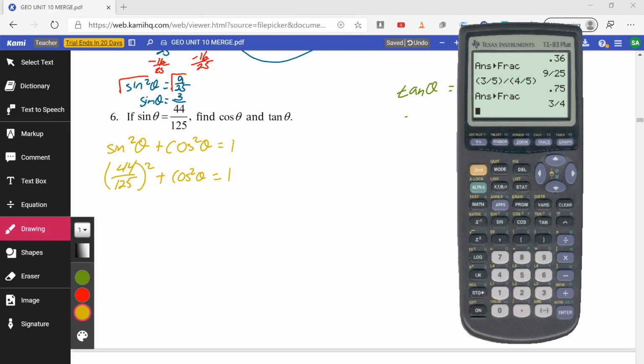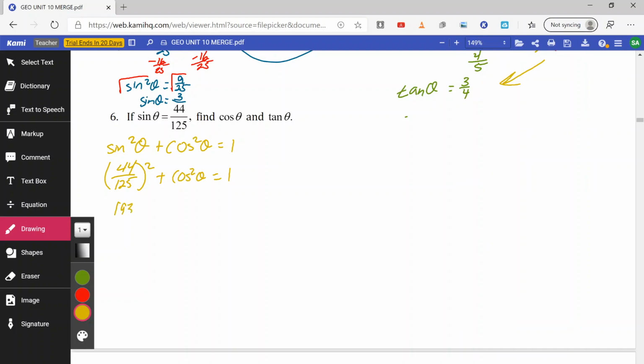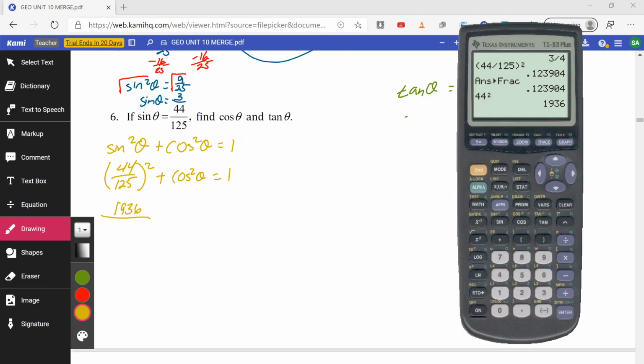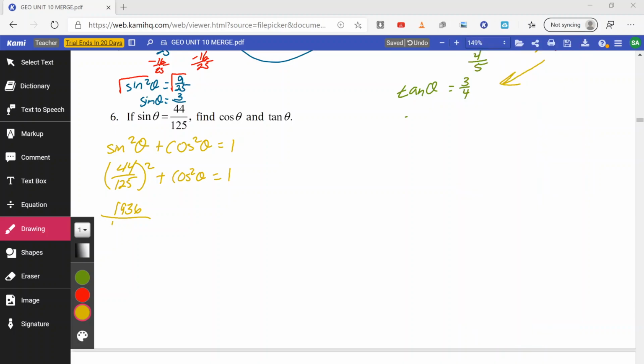And what we'll do is square 44/125. We get this nice little fraction, and because our problem is in a fraction, we'll try to put it back into a fraction, which it won't. So in this case, we'll just do 44 squared. We get 1936 over, and then we'll do 125 squared, which gives us 15625, plus cosine squared gives me 1.